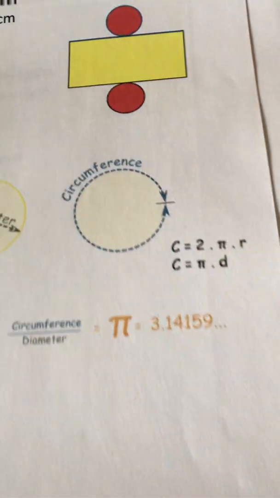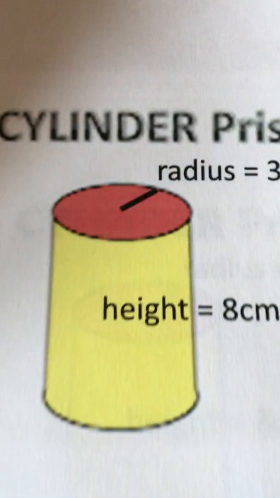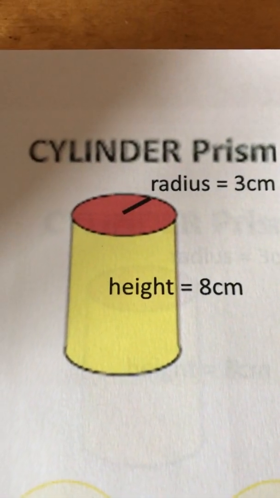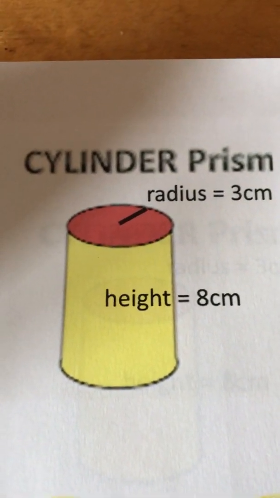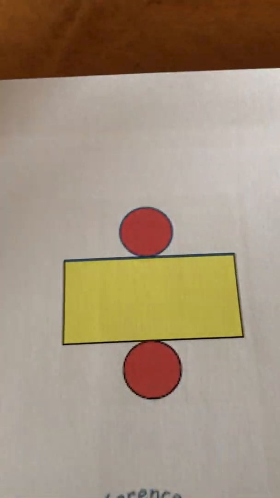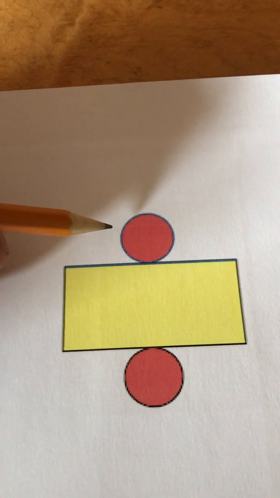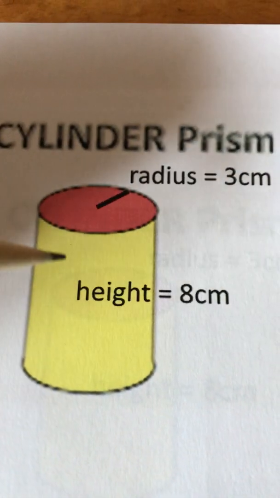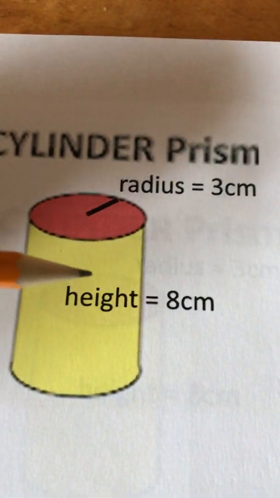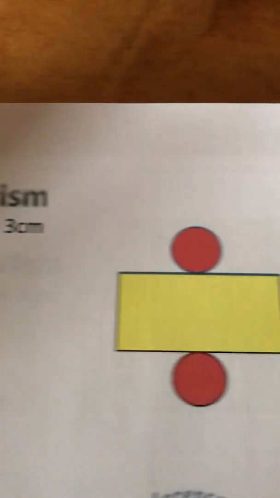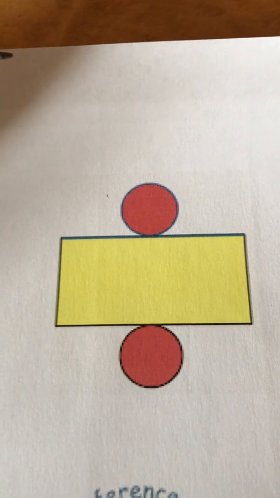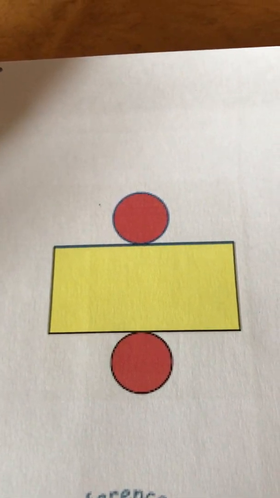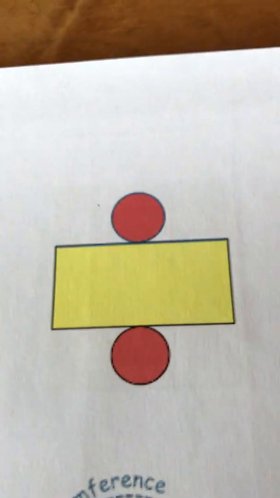Okay. What if it was a cylinder and not just a rectangular prism? Same thing. We're going to find the net. There's the net. There are 2 circles, and when you take the center of a cylinder and you unroll it, it just becomes a rectangle. Easy, huh?